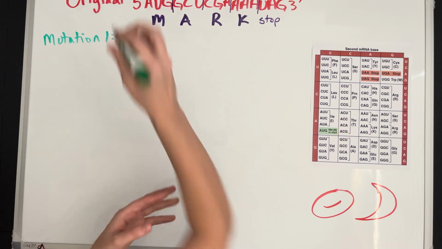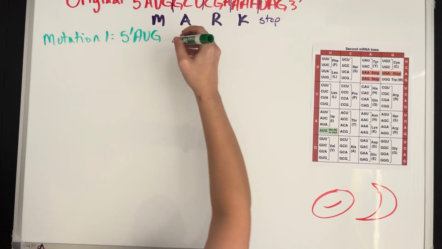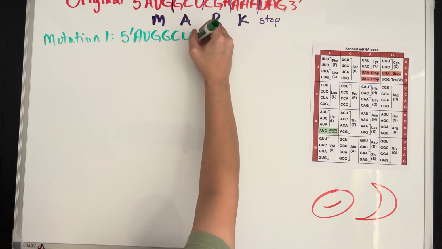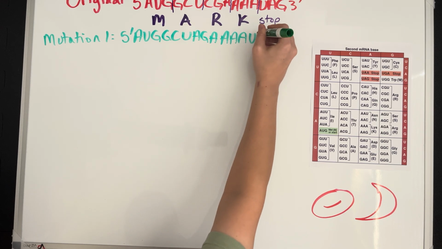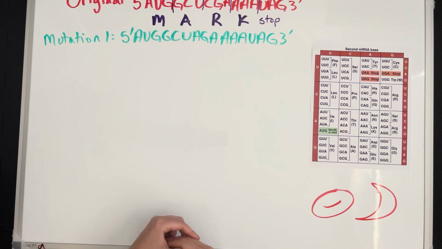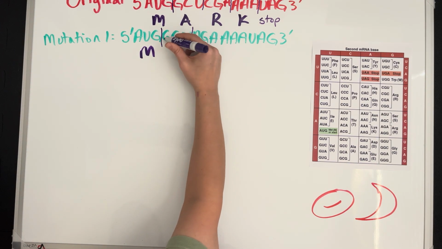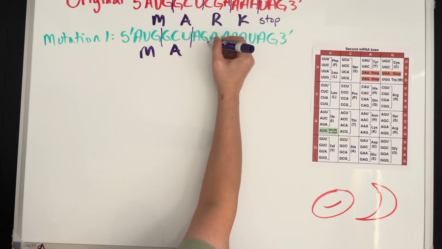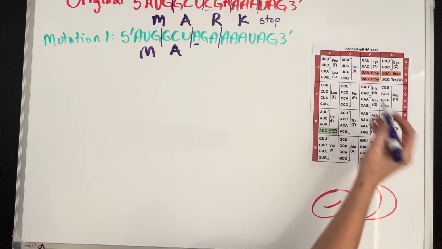Mutation 1. 5 prime, let's keep our AUG the same. Instead of trying to look on the RNA for the mistake, we actually want to translate it. Even if you can spot the mistake, I want you to translate it for part of your answer. We know the first one's M, we don't even have to look. GCU, that one's the same. AGA, this one clearly changed because before we had a C and now we have an A. So let's find it on our chart. AGA is arginine.